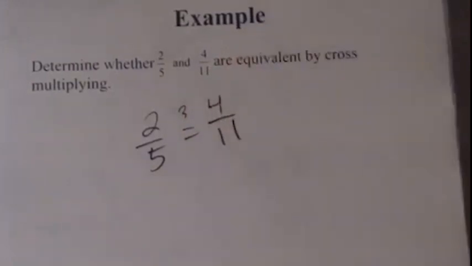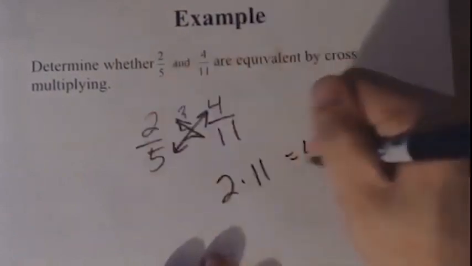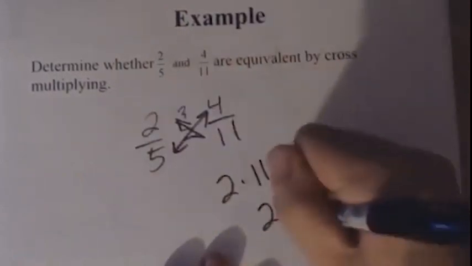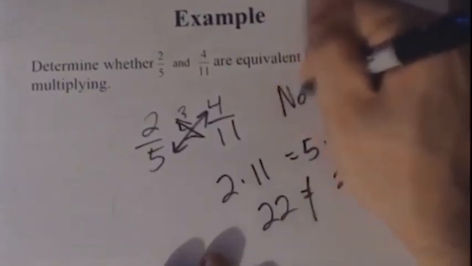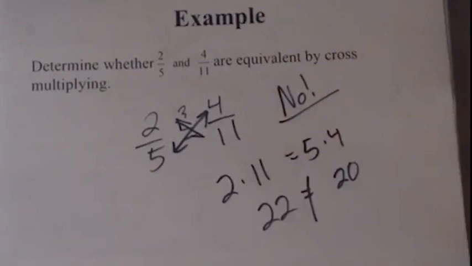So let's do an example of this. Determine whether 2/5 and 4/11 are equivalent by cross multiplying. Well, 2 times 11 is 22, and 5 times 4 is 20. They are not equal, so no, they are not equivalent fractions.